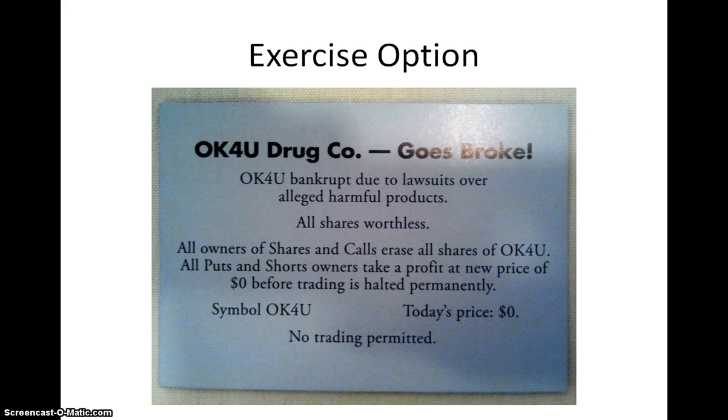So many times in reality, a company will go bankrupt and a lot of people will lose money. And the reason is they have a long position. They've bought the share and they're holding on to it hoping that it will go up in price. What a put option does is it allows you to make money when the stock's price goes down. So this is a really good example, and you'll see how you're able to make money when OK for you drug company has gone bankrupt and is worthless essentially at $0 per share.